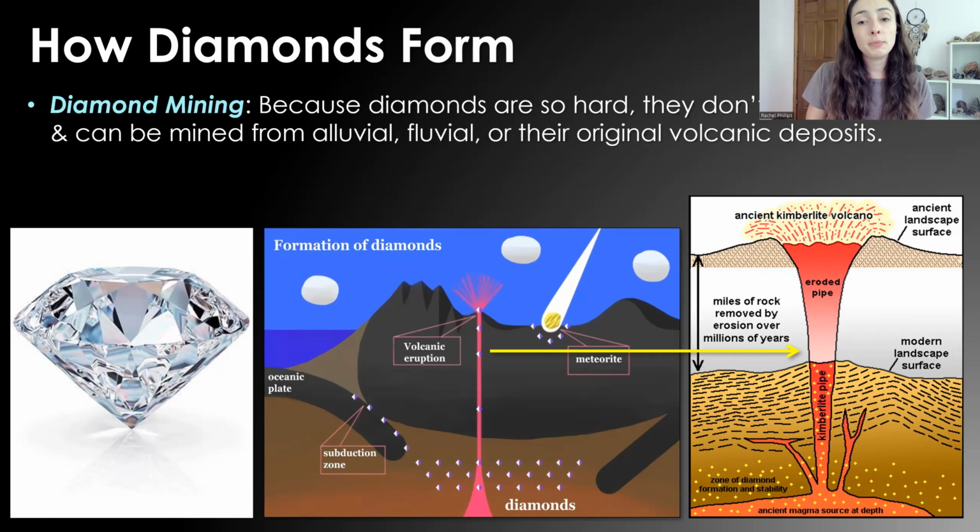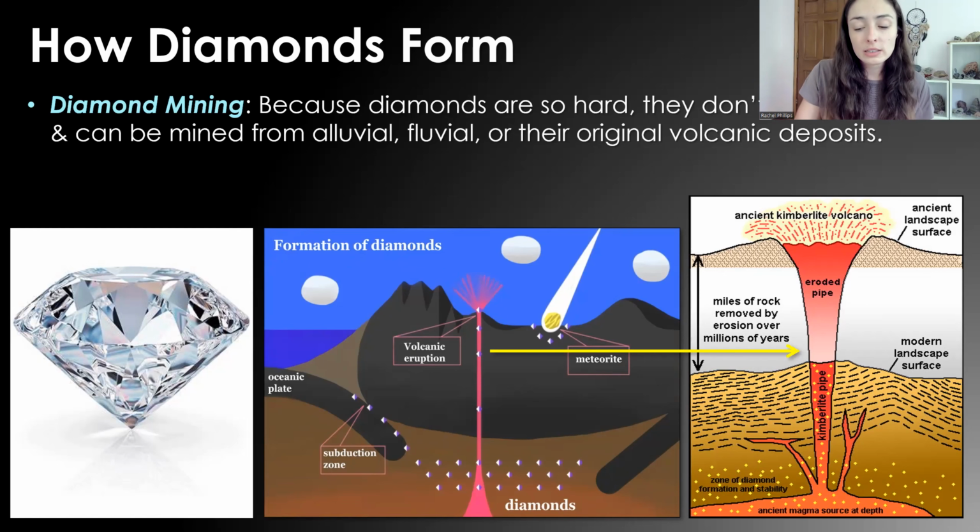And because diamonds are so hard, like I mentioned, they don't really weather or erode very easily, obviously, and thus can be mined from alluvial or fluvial materials or their original volcanic deposits. So they can undergo transport and erosion, but they're still there.